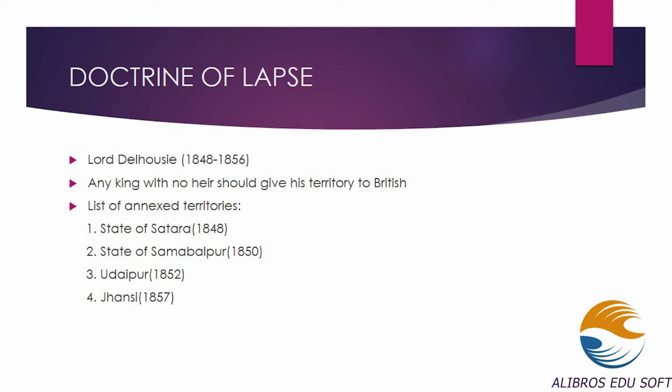The first one is the State of Satara in 1848. The State of Satara was the first territory which got annexed by the Doctrine of Lapse. Next is the State of Sambalpur. It got annexed in 1850. The next one is Udaipur. It got annexed in 1852. Next is Jhansi. Jhansi got annexed in 1857. The Doctrine of Lapse later became a cause of the First War of Independence in 1857.